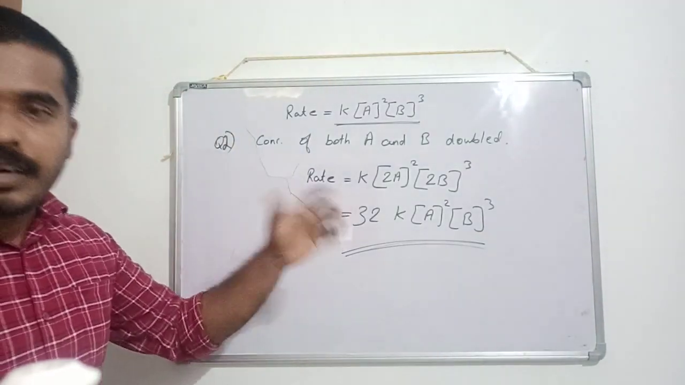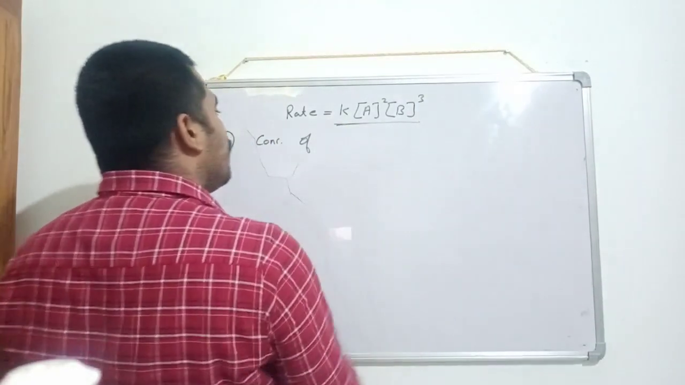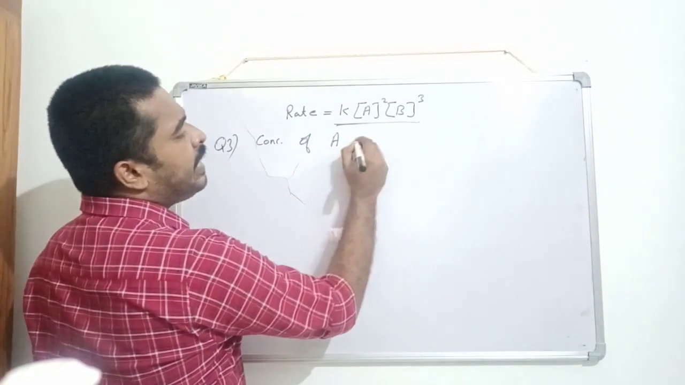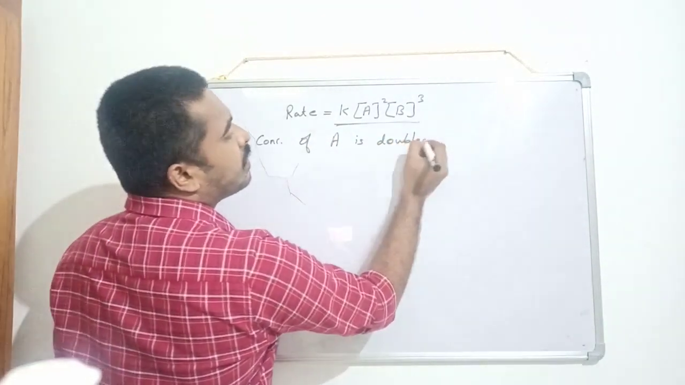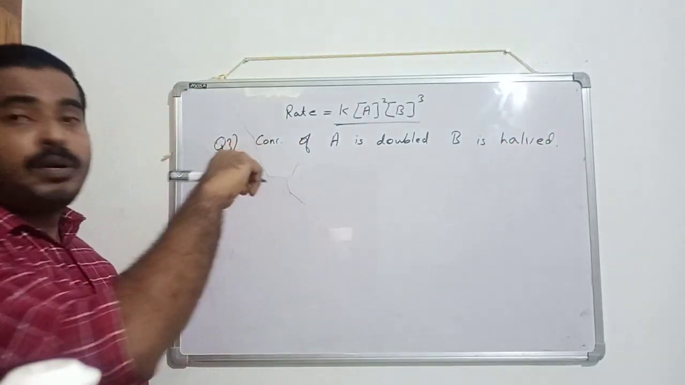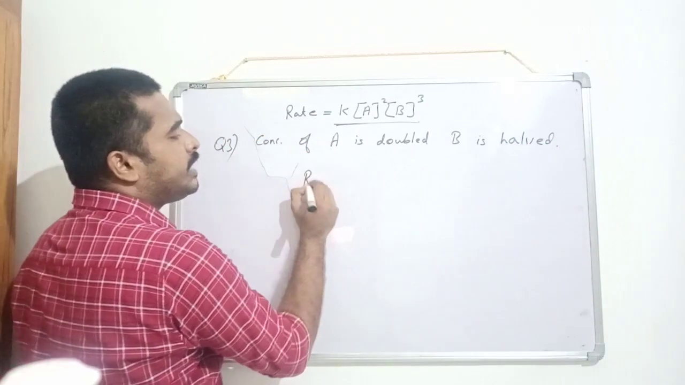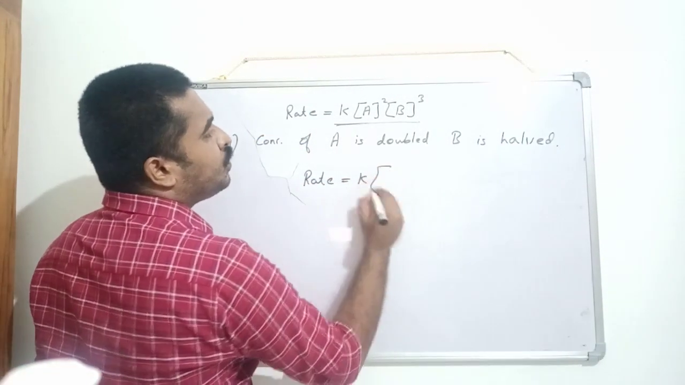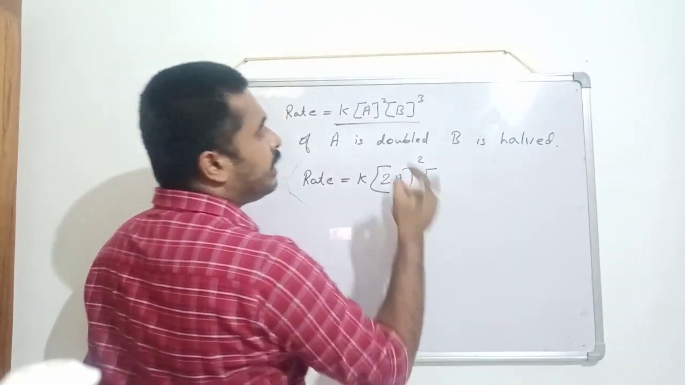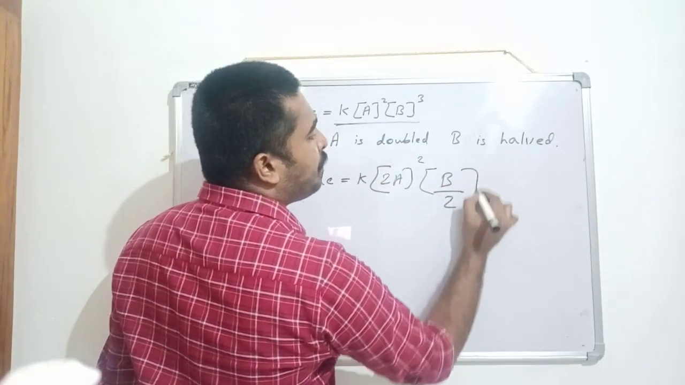You can pause the video and write this. Third question. Concentration of A is doubled, B is halved. A we will double and B concentration is becoming half the initial concentration. Let's see. Rate equal to K into, instead of A I need to write 2A whole square. Instead of B is becoming half. So instead of B I need to write B by 2 whole cube.